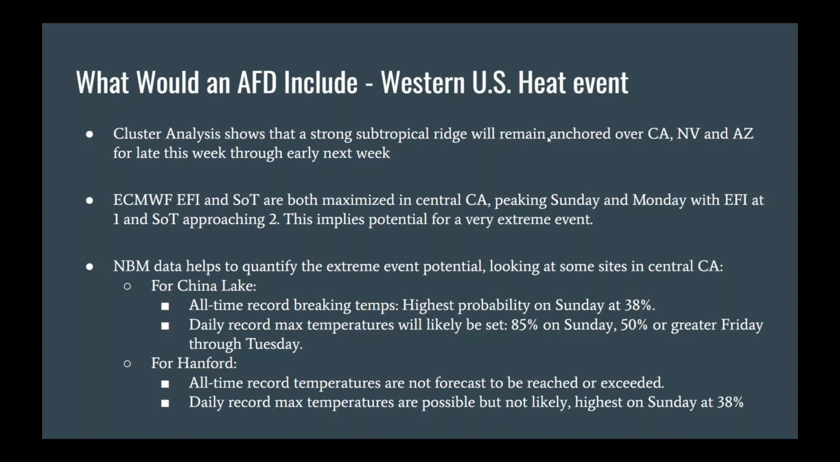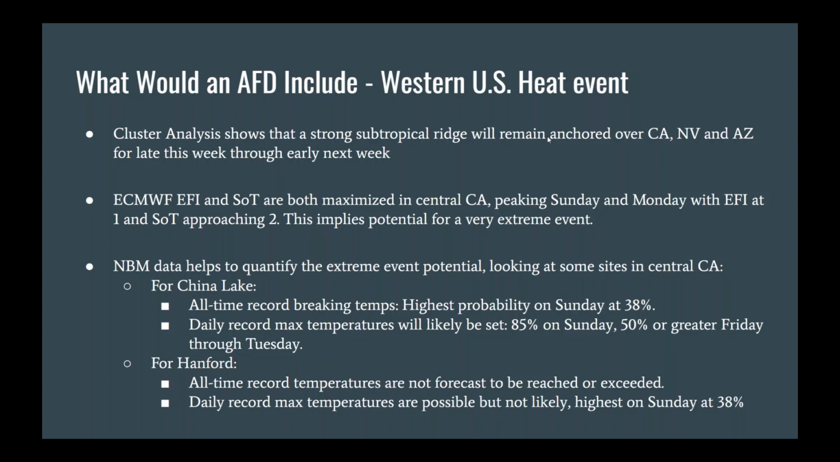We can also see that the European EFI and the shift of tails are both maximized in Central California, peaking Sunday and Monday with EFI at 1, and the shift of tails approaching 2. And this implies an extreme event at this location. The NBM helps to quantify the extreme event, looking at what exactly these temperatures are going to be. What are the exact probabilities?